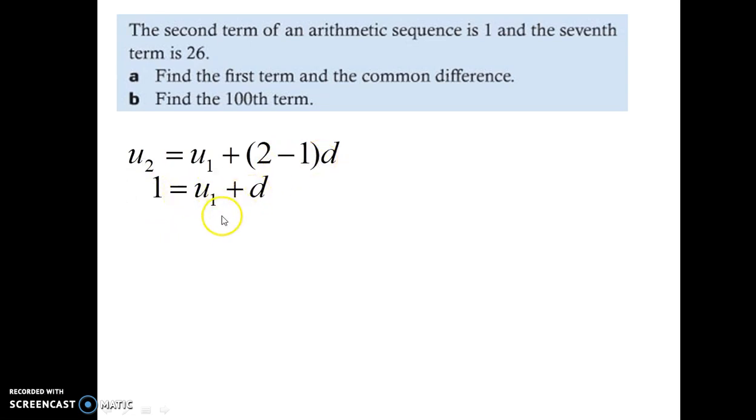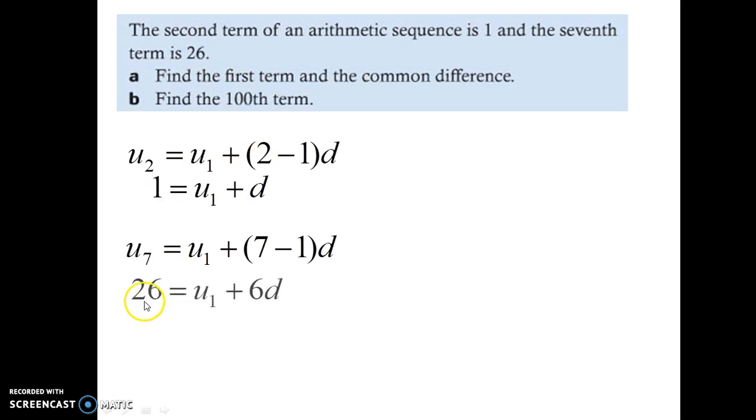All right. Then I'm going to write a separate equation for this second bit it tells us, which is the 7th term is 26. So I'm going to write u7, which is u1 plus 7 minus 1 times d, using our formula. And we know the 7th term is 26. So I'm going to replace this u7 with 26 right here. And this simplifies to 6d. So now we have two equations. This one for the second term, this one for the 7th term.